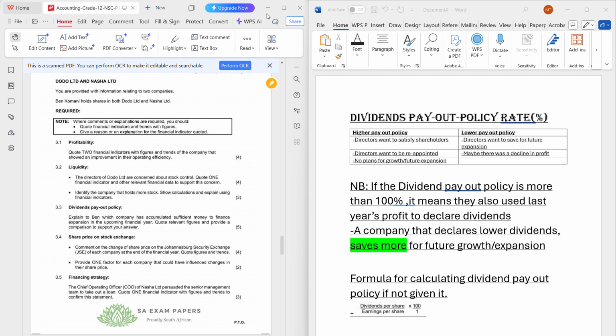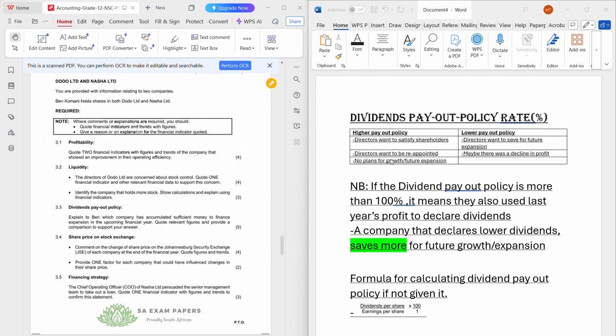So let's look at our table here explaining what it means by paying a higher dividends and a lower dividends. A higher dividends could be more than 100%, 100%, or 97%, 90 something percent, 80 something percent. That's a higher dividends policy. And a lower could be maybe 40 something percent, 30%, etc.